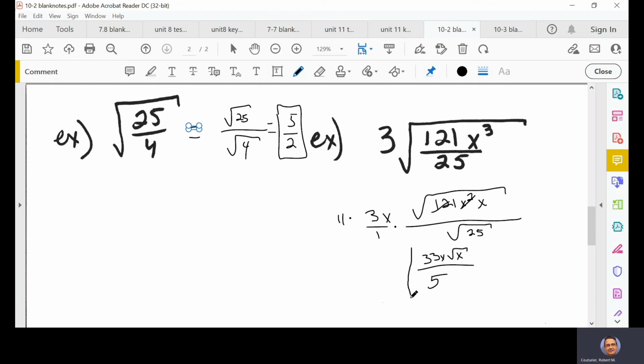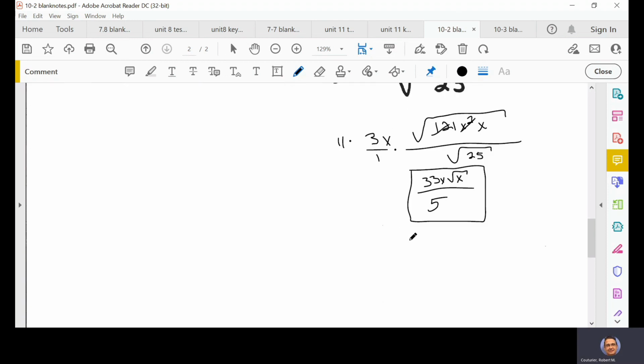That's not bad. See, you break it up into tinier pieces and away you go. A lot of algebra is just making it simpler for you as you go along.